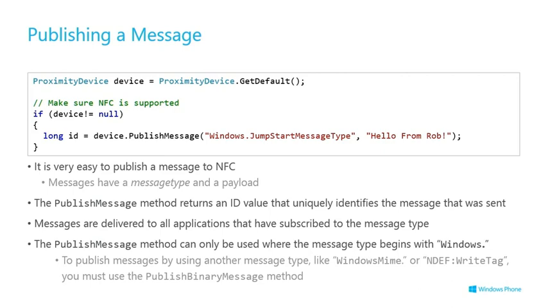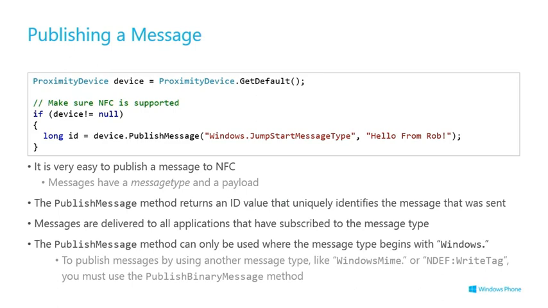And the first parameter will be the actual message type. So it's just a string, but it has to begin with Windows dot in order for this publish message to work. So it's got to be Windows dot something, and then what you put after that is entirely up to you. Your own unique string identifier message type, and then the actual data that you want to send across. And you get back an ID value. You need to save that because at some point later on you want to unpublish these things.